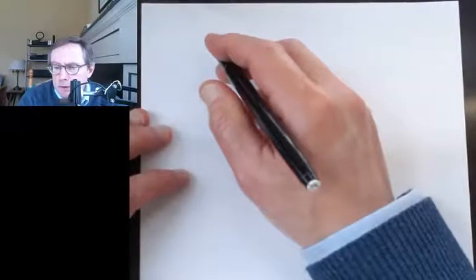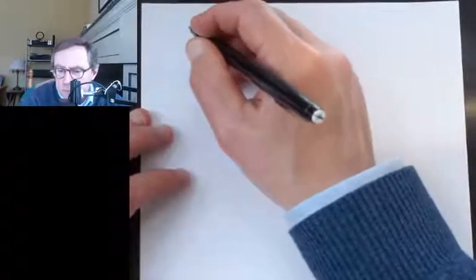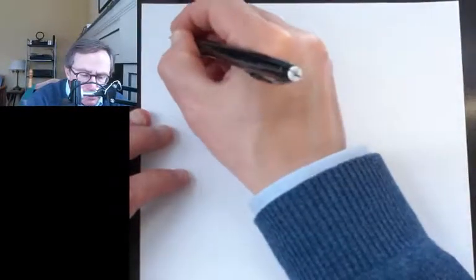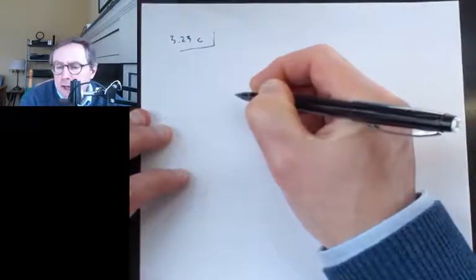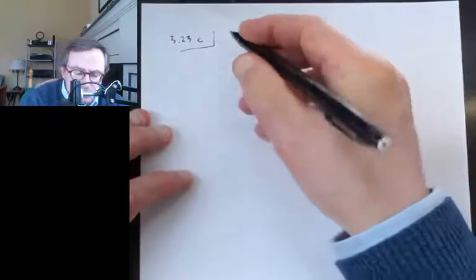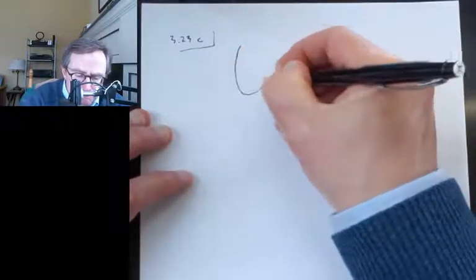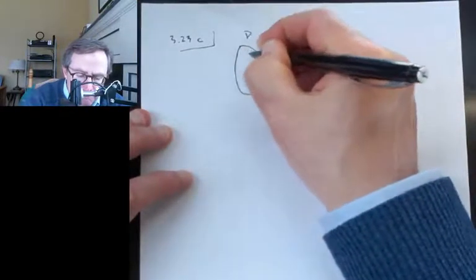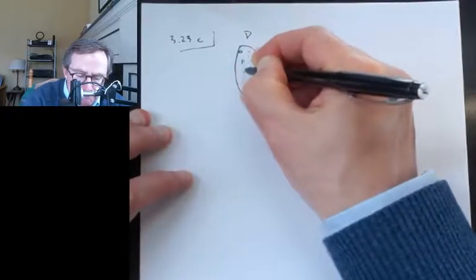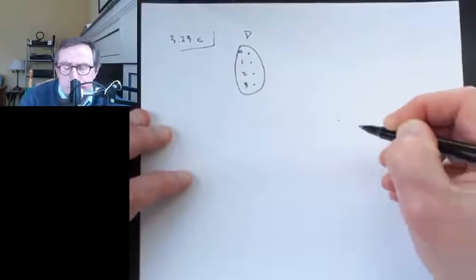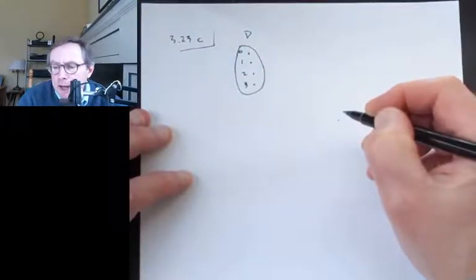Okay, so the set D, the domain, is, oops, this is 3.23c. So the domain D is 0, 1, 2, 3. And the codomain for the function f is 10, 11.